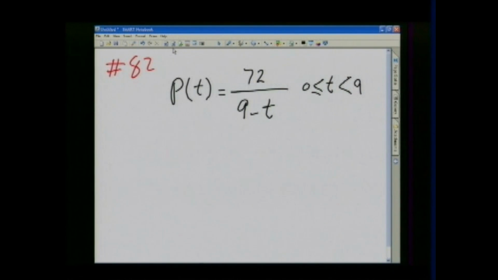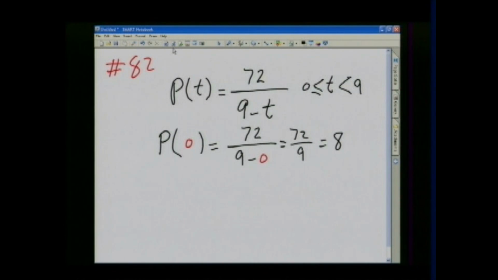A, find the number of rabbits present on the island initially, at t equal to 0. So you're evaluating this function at 0. That would be equal to 72 divided by 9 minus 0, which is 72 divided by 9, equal to 8. So initially there are 8 rabbits on the island.